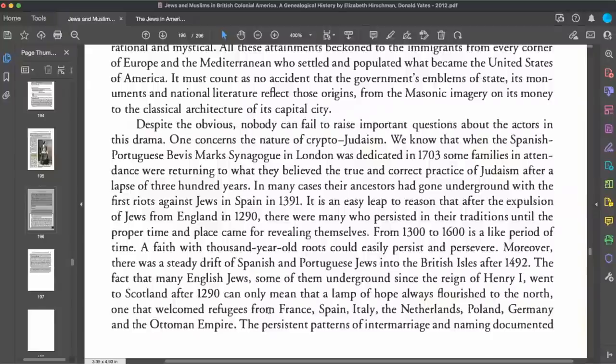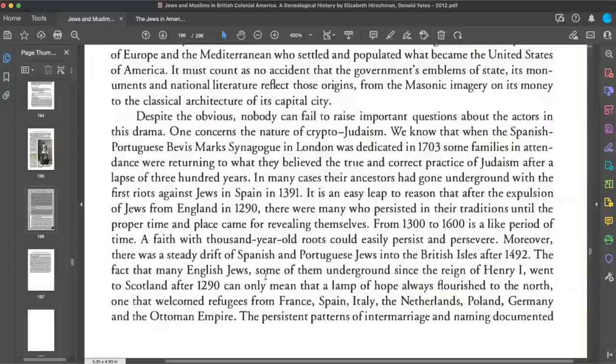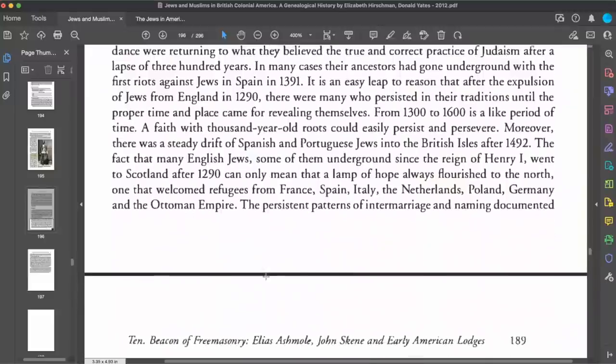From 1300 to 1600 is a like period of time. A faith with thousand-year-old roots could easily persist and persevere. Moreover, there was a steady drift of Spanish and Portuguese Jews into the British Isles after 1492. The fact that many English Jews, some of them underground since the reign of Henry I, went to Scotland after 1490 can only mean that a lamp of hope always flourished to the north, one that welcomed refugees from France, Spain, Italy, the Netherlands, Poland, Germany, the Ottoman Empire.